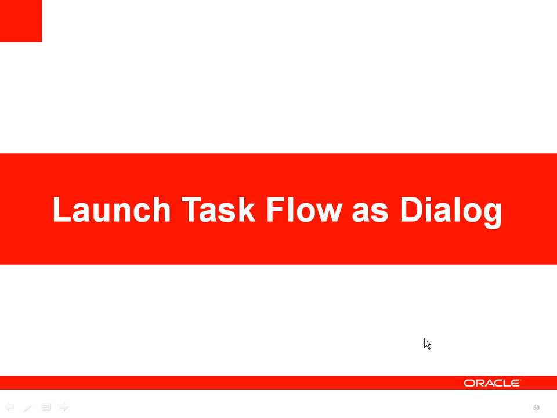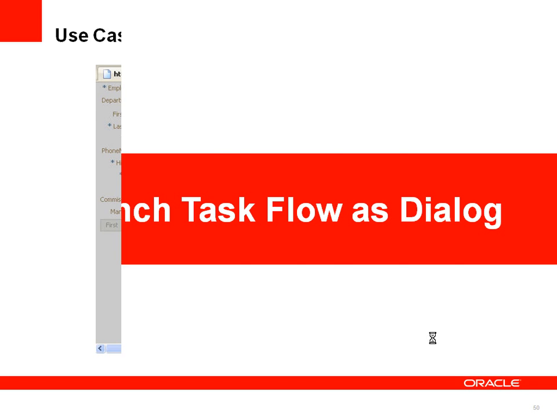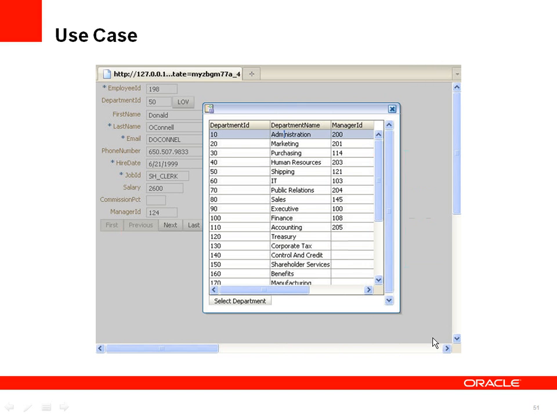The next topic to cover in this session about task flows in Oracle ADF is to talk about launching a task flow as a dialog, which you can do for bounded task flows, and you can do so declaratively. This screenshot shows a bounded task flow that is launched in an inline pop-up, and it's launched from a LOV button that is arranged next to the department ID on the calling page.